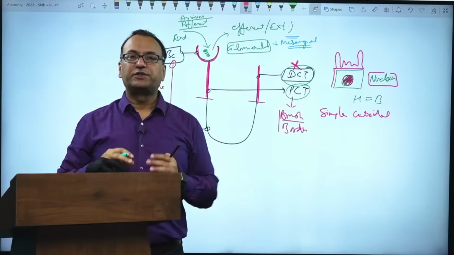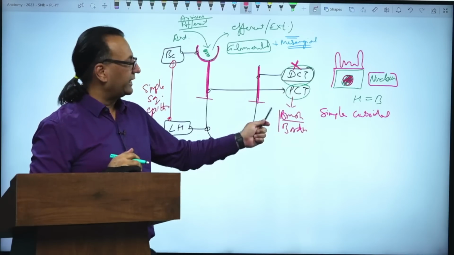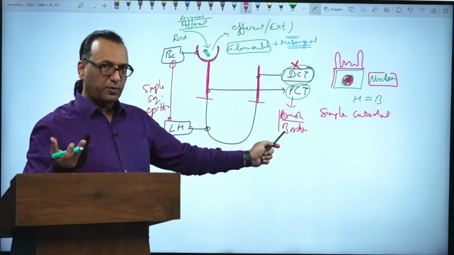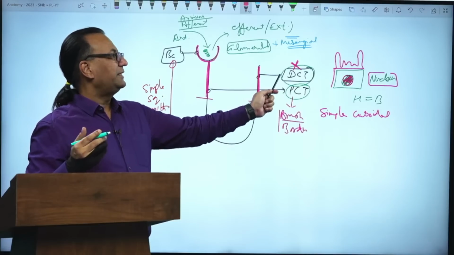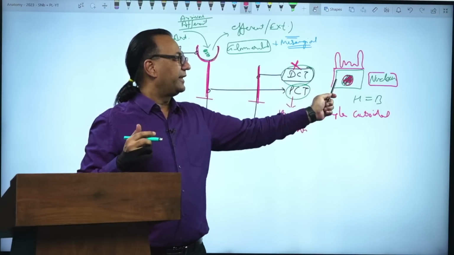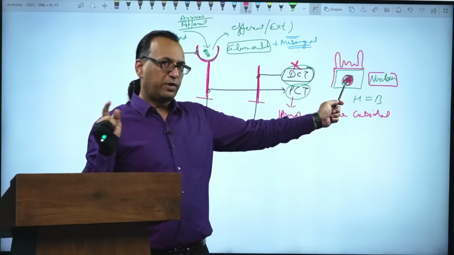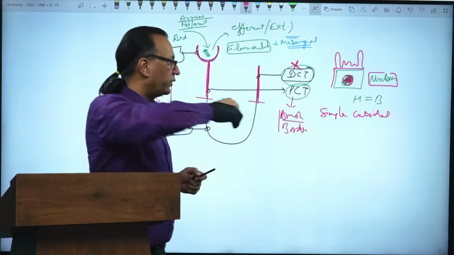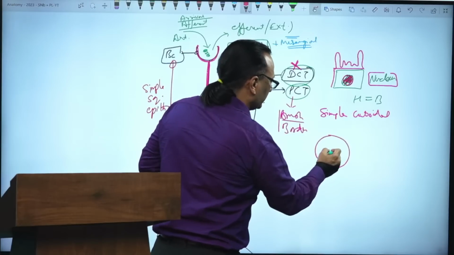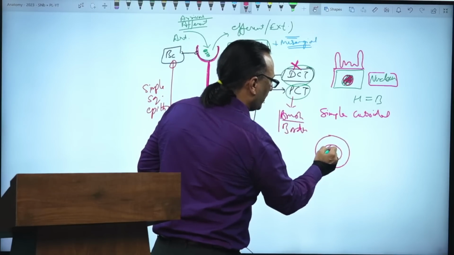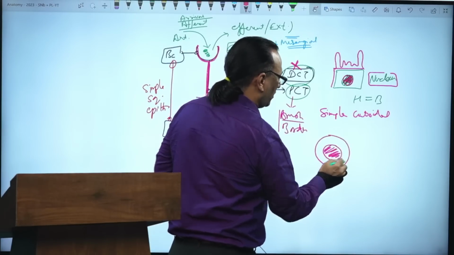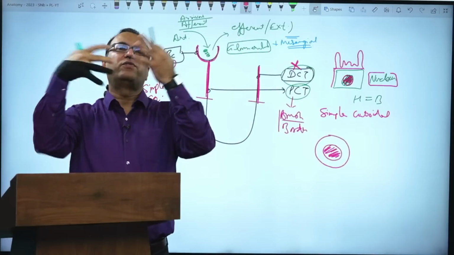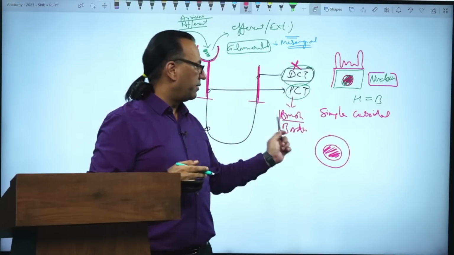So if a question comes, what is PCT lined by? You should say simple cuboidal epithelium with brush border. And what is DCT lined by? It is simple cuboidal epithelium with microvilli, but no brush border. And if you want to differentiate between them in histology, what you can do is, you can look at their lumen. So if the lumen is not clear, it is a lot of microvilli, then it will be PCT.